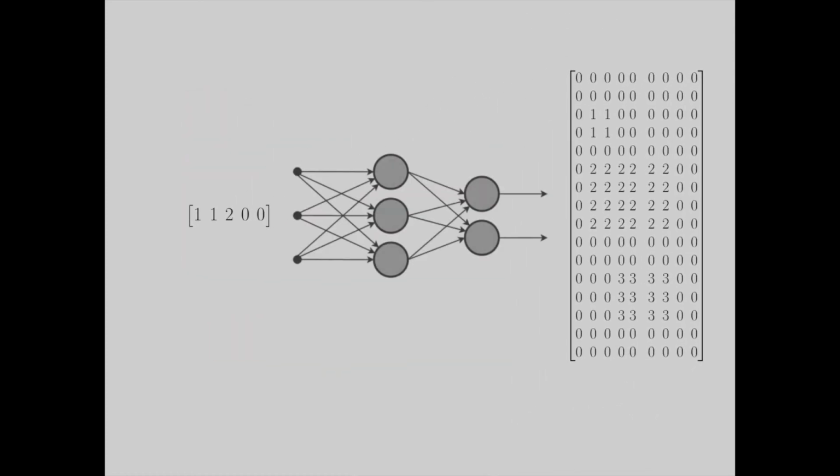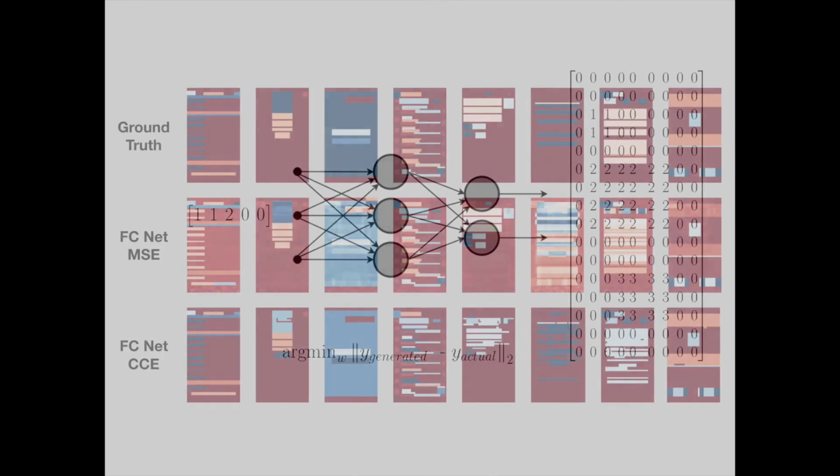With our input and output defined, we use a fully connected neural network to transform the input component vector into an output pixel matrix. To train the network, we optimize the network parameters to minimize the mean squared error between the generated pixel matrix and the ground truth pixel matrix. Here are some of the examples that our models produced.